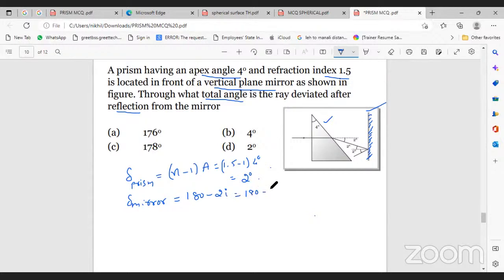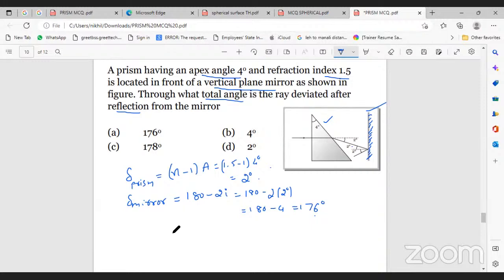For the mirror, deviation is given by 180 minus 2i. What is the angle of incidence for the plane mirror? Sir, 2 degrees, sir. So you simplify this: 180 minus 4 degrees is equal to how much? 176 degrees.